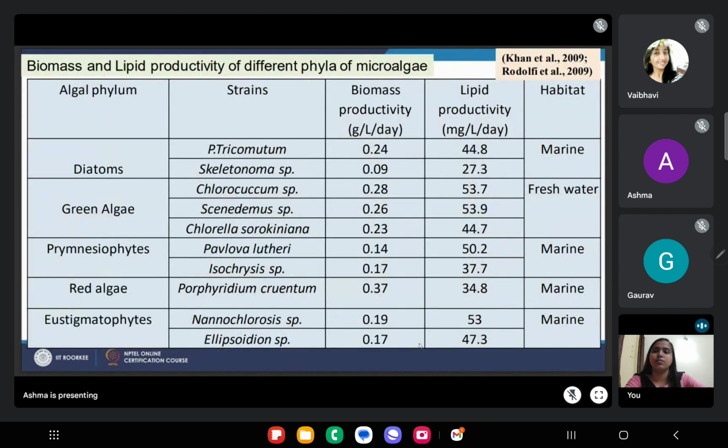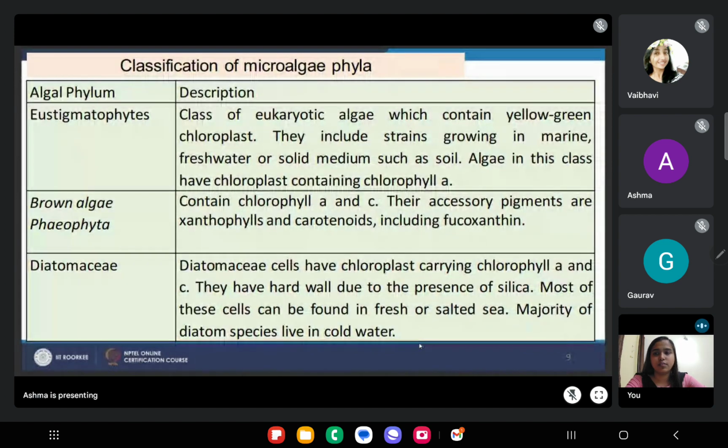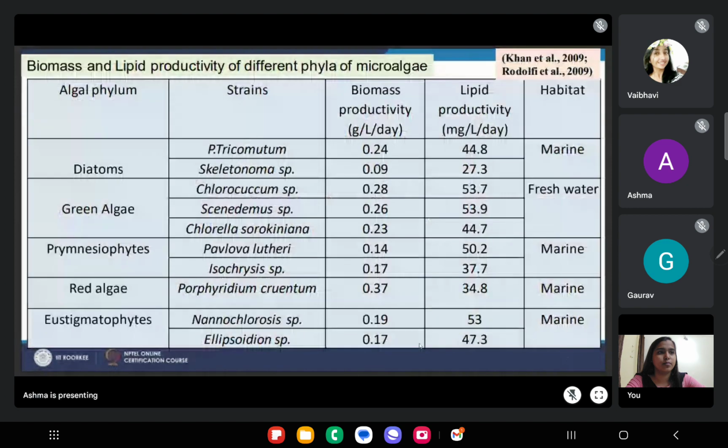So next we have some of the strains of the algae and what is their biomass productivity and lipid productivity. If we see diatoms, there are two strains given, and the biomass productivity is around, first it is 0.2 grams per liter per day, and lipid productivity is 44.8 milligrams per liter per day, and their habitat is marine. So we can see that some algae belong to fresh water and some to saline water, and they have different biomass productivity and very different lipid productivity.